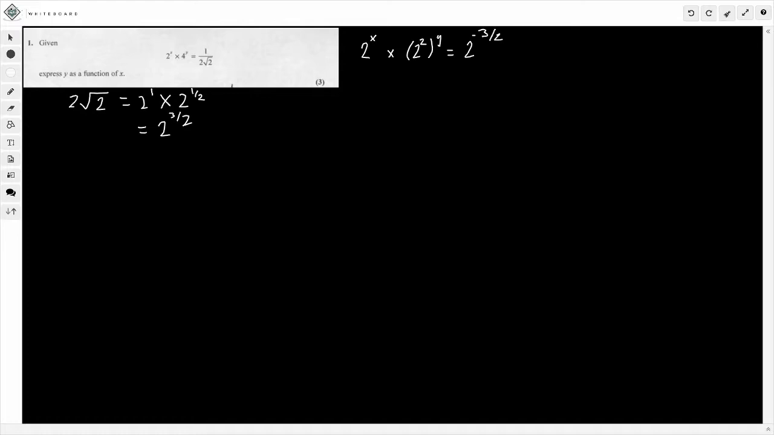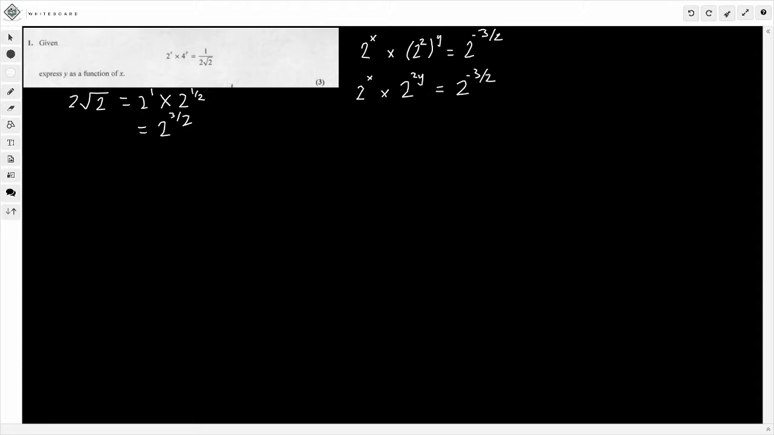So that's the first line of working. We've still got 2 to the x. Notice this 2 squared now. Remember the rule of indices: if you raise a power to another power, you multiply the 2 powers. So what I have now is 2 to the 2y, like so. And this is just equal to 2 to the minus 3 over 2, or the minus 1.5. And we're nearly there now. We just have to express y as a function of x.